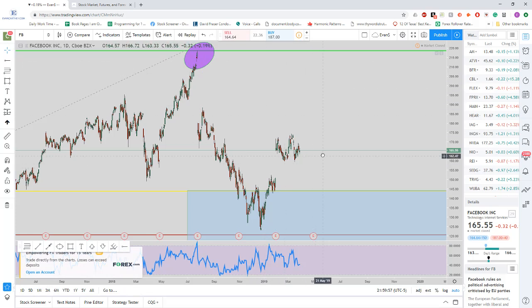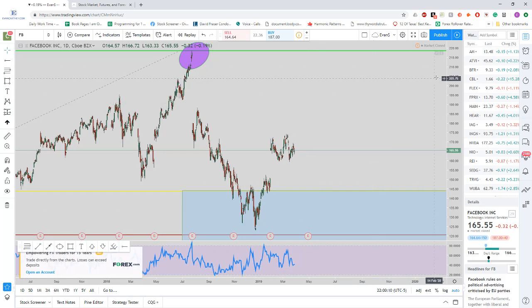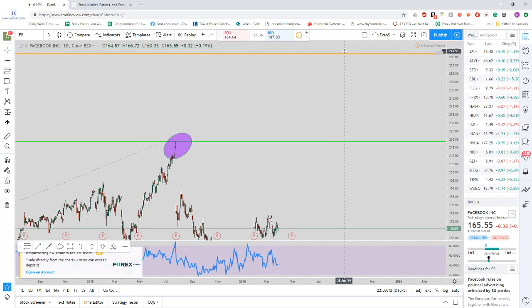So in a perfect world, what I'd like to see happen is price come down, fill this gap down here, and the MFI continue to go lower. Excuse me. And then it fills it. Then it goes back up and eventually comes up and hits the 127 trade. But who knows if that's going to happen.